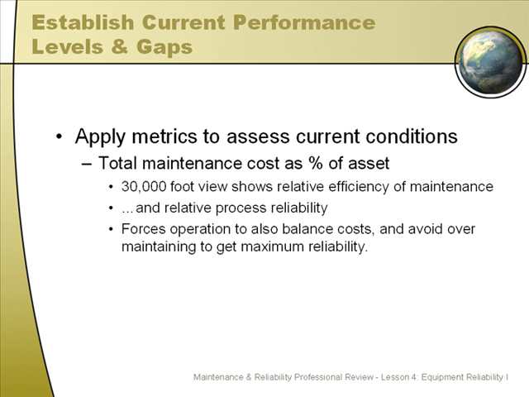Another handy useful measure is total maintenance cost as a percent of the assets. This is kind of a 30,000-foot view showing the relative efficiency of maintenance and the relative process reliability. As your asset value goes up and your maintenance costs go down, you should see this ratio dropping, of course, and it tells you that your maintenance dollars are carrying you further. It forces operations also to balance their costs and avoid over-maintaining to get maximum reliability. In other words, this number won't let you hide by doing 1,000,000 PMs on your equipment so that it never fails. The cost of all the maintenance that's done will be taken into account.